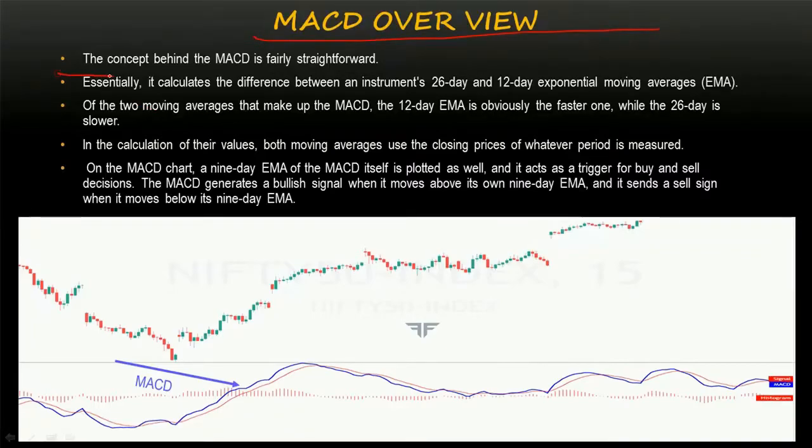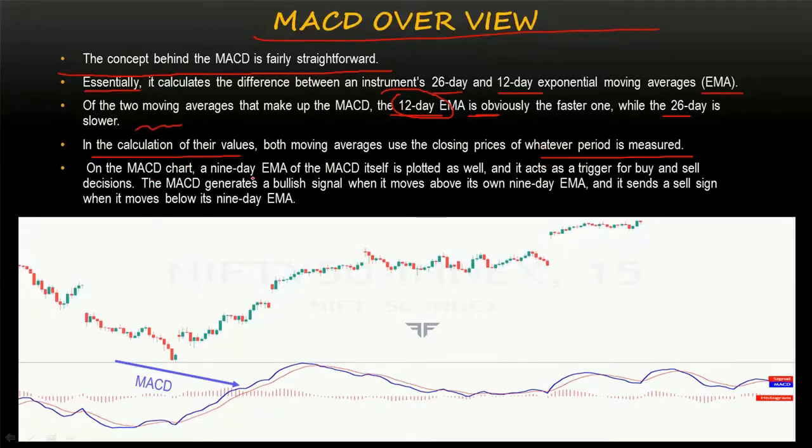What is the concept behind MACD? The concept behind MACD is fairly straightforward. Essentially, it calculates the difference between the 26-day and 12-day exponential moving averages, also known as EMA. Out of the two moving averages, 12 and 26, that make up the MACD, the 12-day EMA is obviously the faster one, while the 26-day EMA is slower. In the calculation of the values, both moving averages use the closing prices of whatever period is measured.